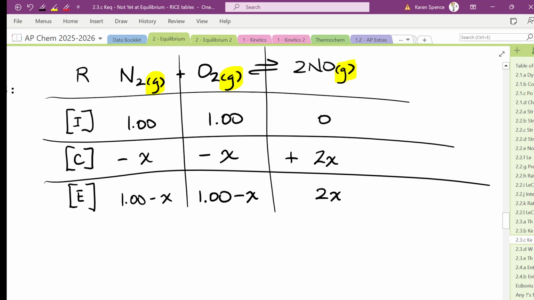After your Rice table comes your KEQ expression. Oh, look what I did. What's wrong? You should not have a coefficient on the inside of your concentration brackets. I don't know why I did that. I've never done that in like years. That's okay. There we go.